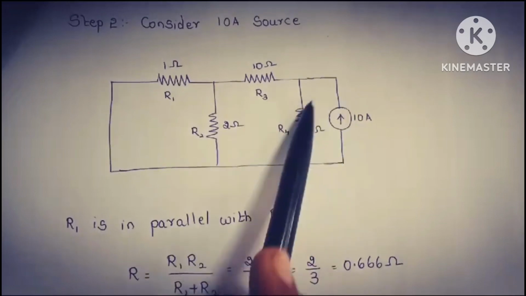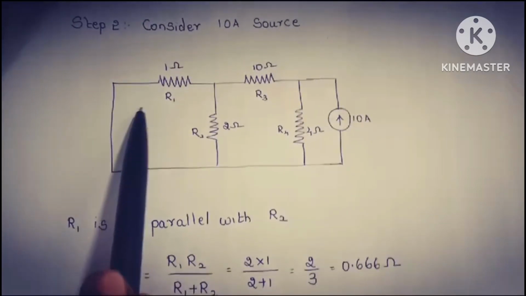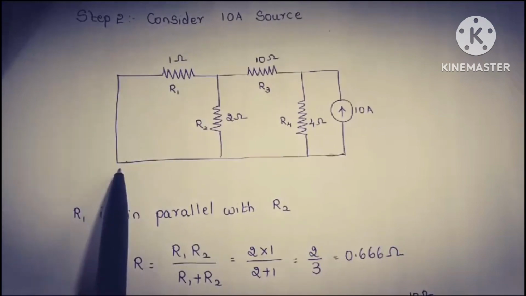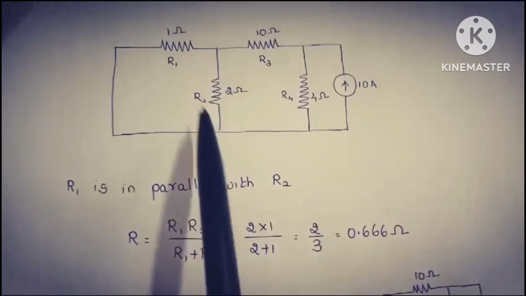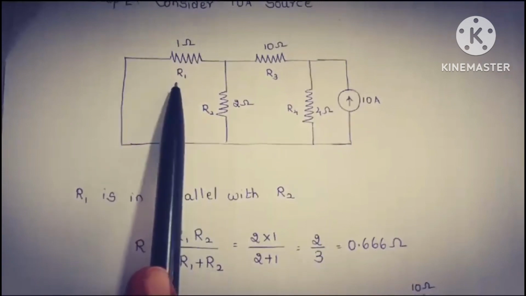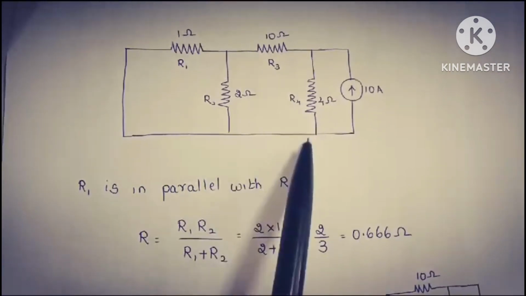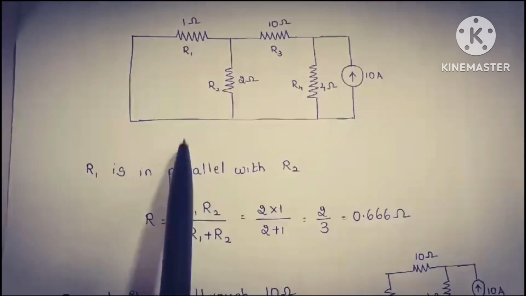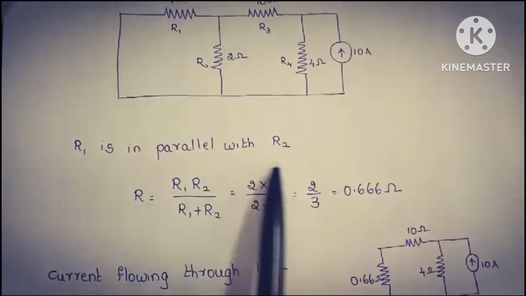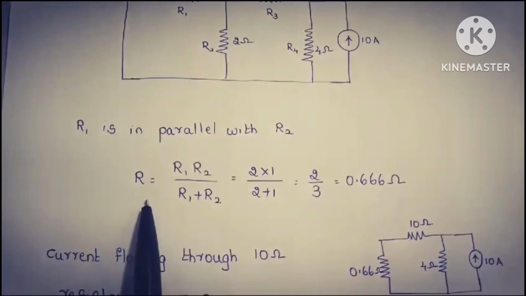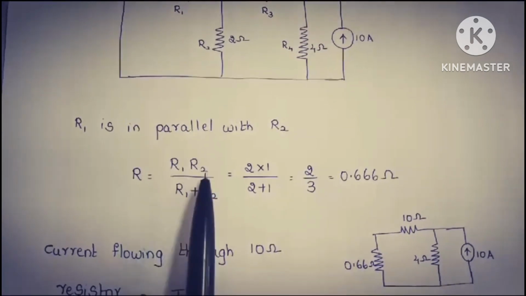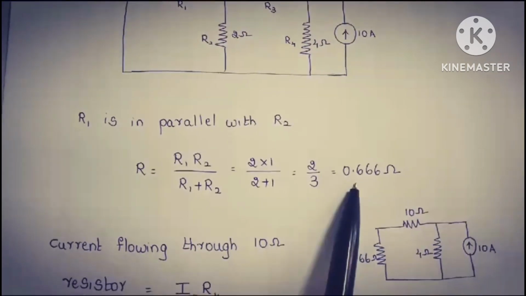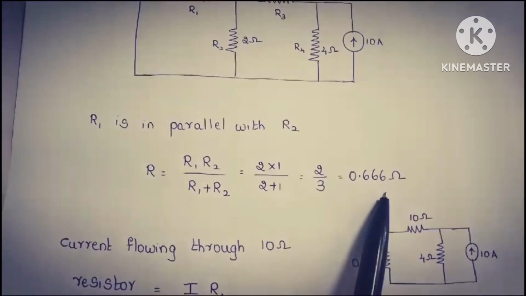In the second step, consider the 10 ampere source. When we consider the 10 ampere source, the 10 volt voltage source has to be shorted. So here I have short circuited the voltage source. When we consider this circuit, I assume the resistances as R1, R2, R3 and R4, in which R1 is in parallel with R2. As R1 is in parallel with R2, I write the total resistance R equal to R1 R2 by R1 plus R2, that is equal to 0.666 ohms.